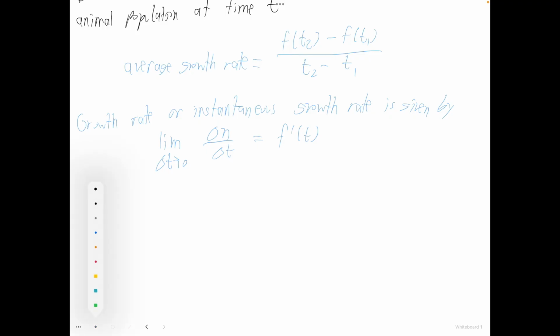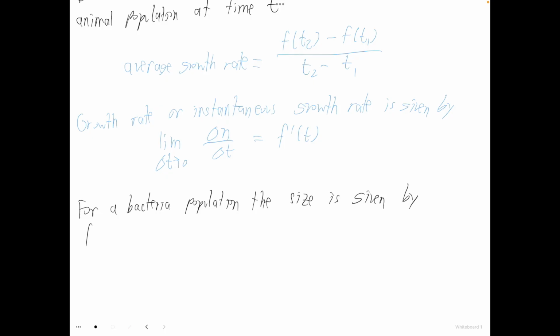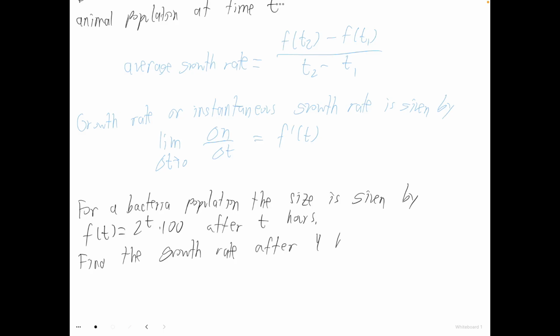And so this is another place where derivatives come into play. And so what we want to do is we're just going to answer the following question. So for a bacteria population, the size is given by f of t equals 2^t times 100 after t hours. And we want to find the growth rate after 4 hours.